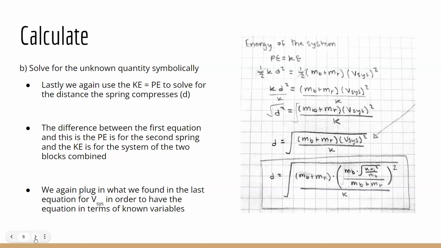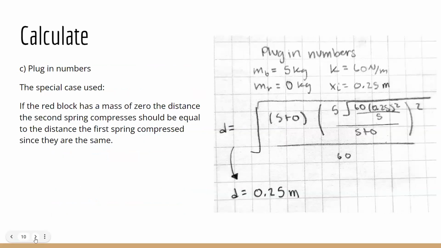We again plug in what we found for the last equation, velocity of the system, in order to have the equation in terms of known variables. On the right, you can see all the work that we did to get there. And at the end, all of the values are plugged in, so VB and the system. Okay, and then lastly, we plug in numbers.